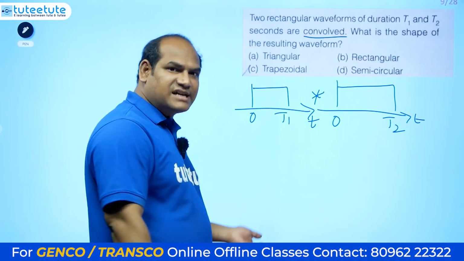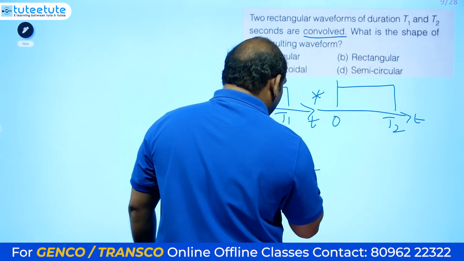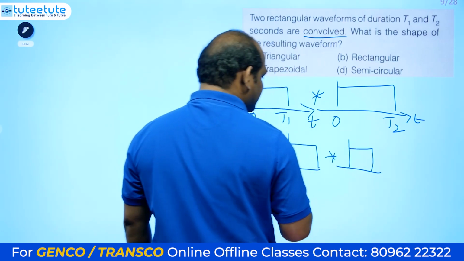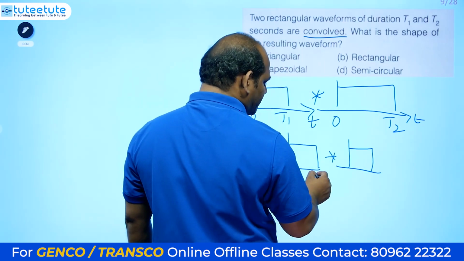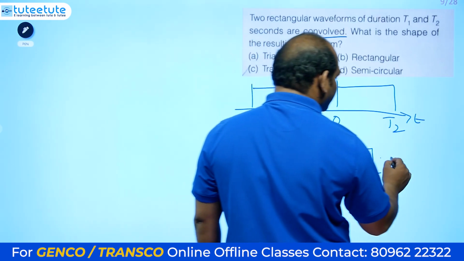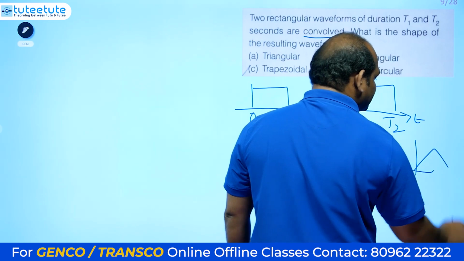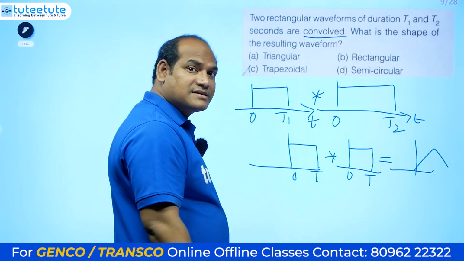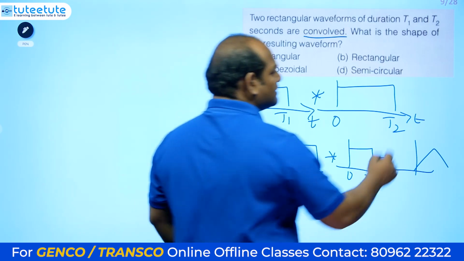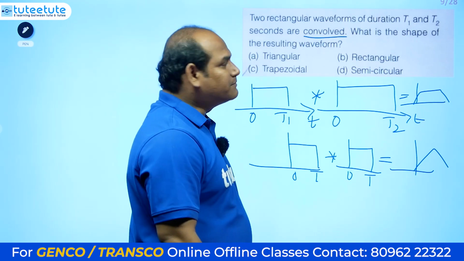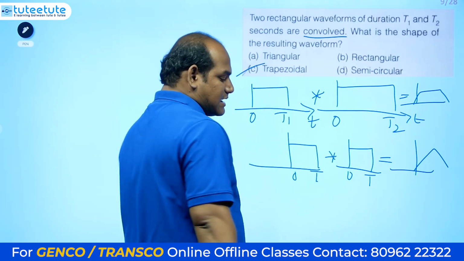It is a very standard one. When we convolve two rectangle pulses of the same pulse width, for example here t seconds, here also t seconds, then we are going to get a triangle signal. But when you convolve two rectangle pulses of different pulse width, then surely you will get a trapezium signal. So trapezium is the correct option.